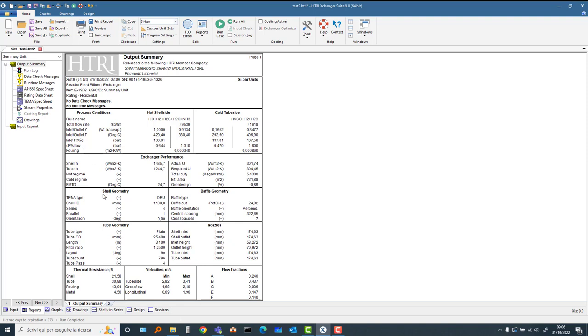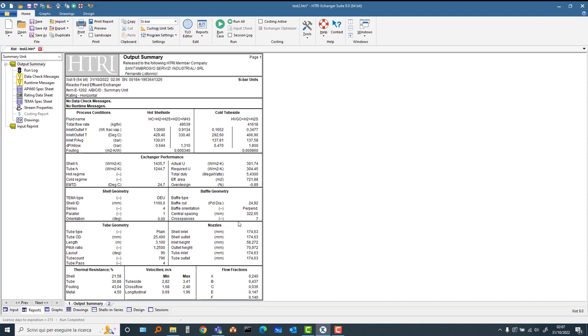Okay, well, look at this value. Unfortunately, this unit is slightly under-designed. It's probably around 1%, but it's minus 1% in any case. So let's check what we can do in order to improve this situation.